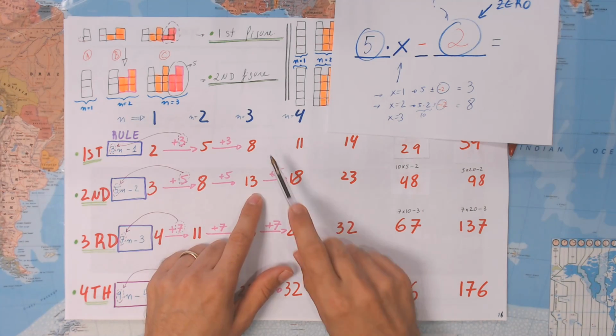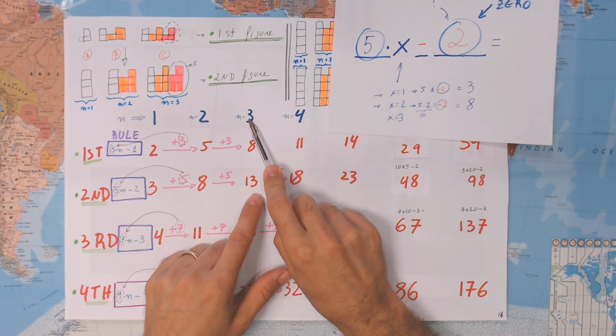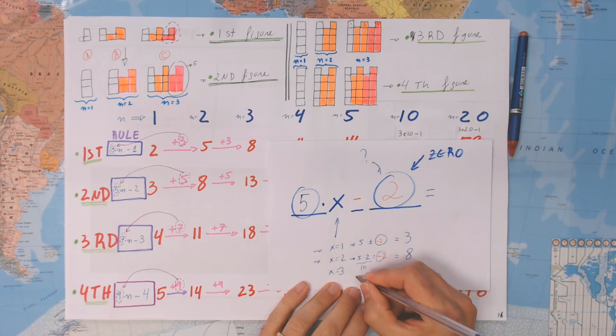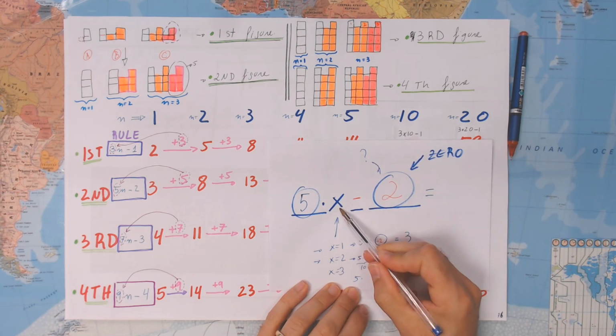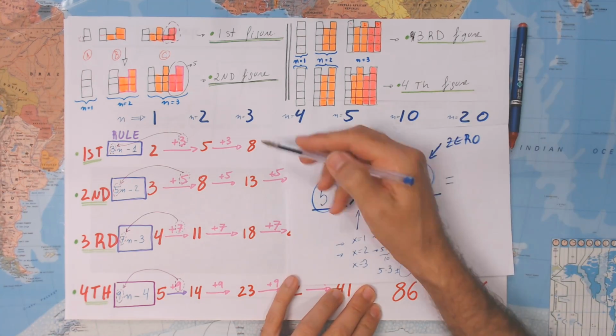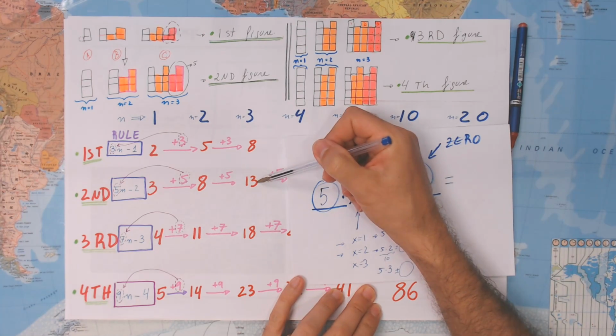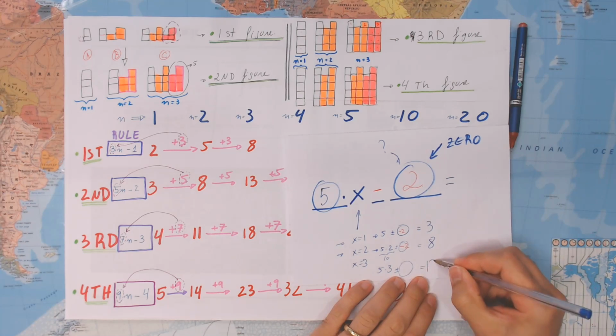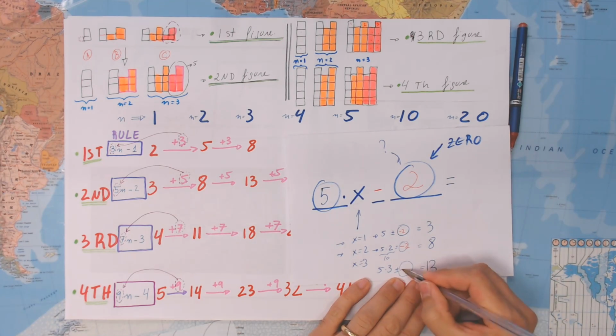Let's find for x equals 3. It should be 13, right? So it should be what? 5 times 3, plus or minus something, and for x equals 3, it must be 13, right? 3, 8, now 13. This is 15, again minus 2.